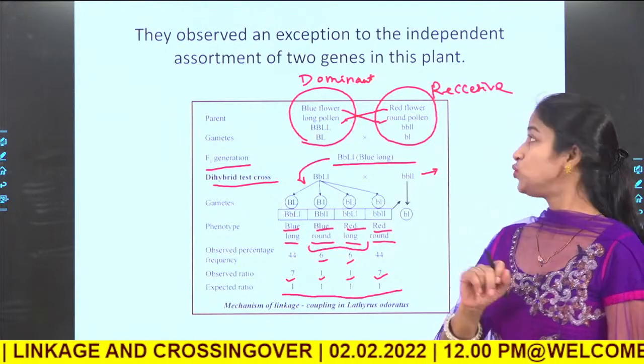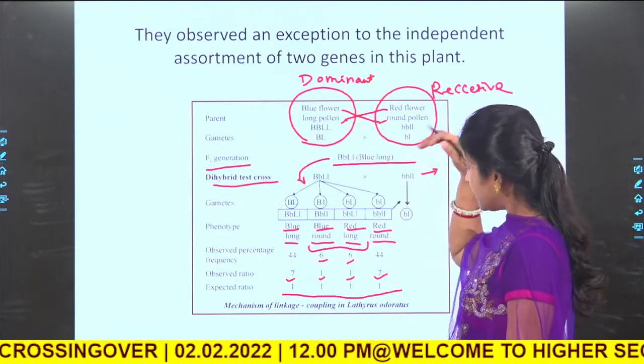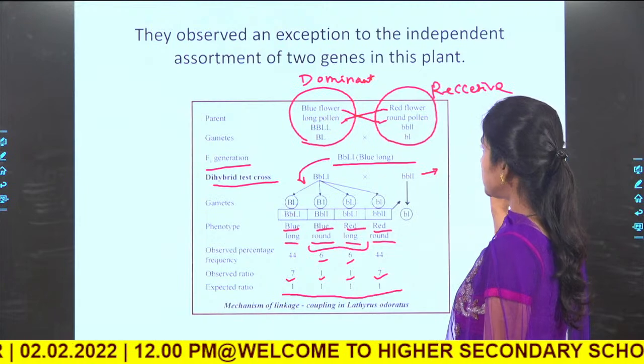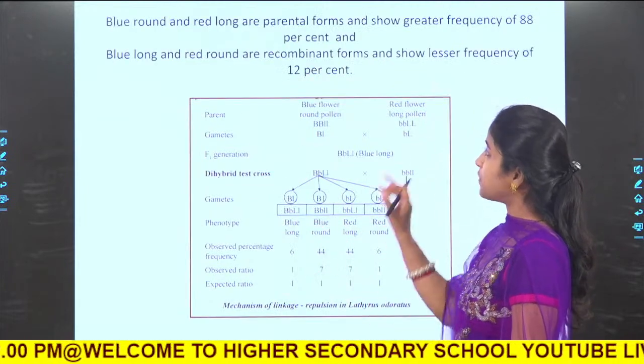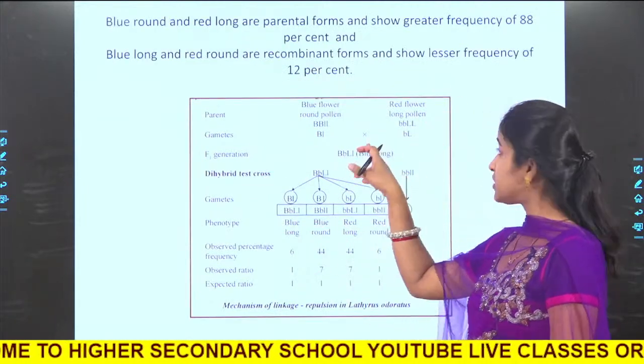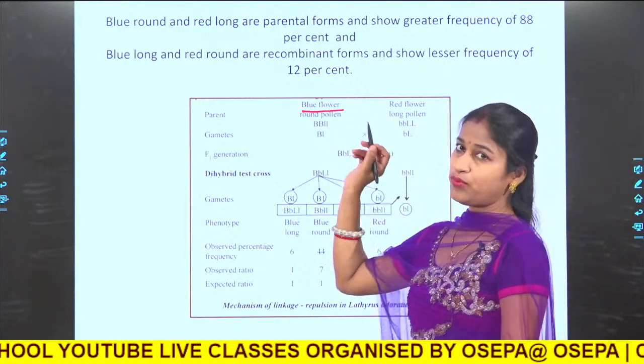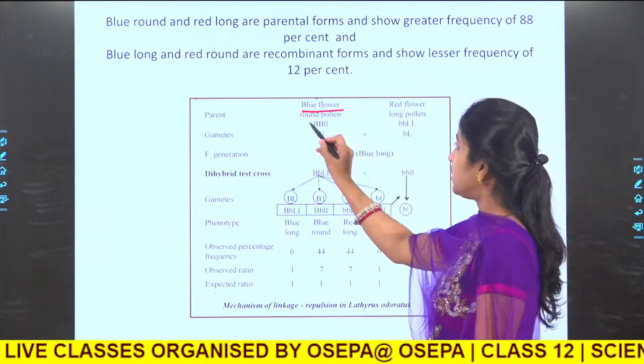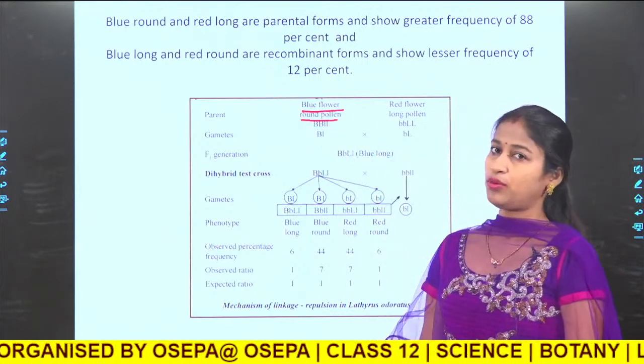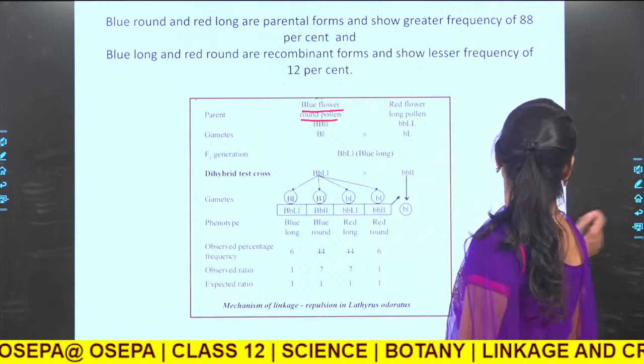So this says that now they couldn't do it, then again they designed the experiment in a different manner. So, what did they do? In the second experiment they chose blue flower, which is dominant, but round pollen. Now, round pollen is recessive.